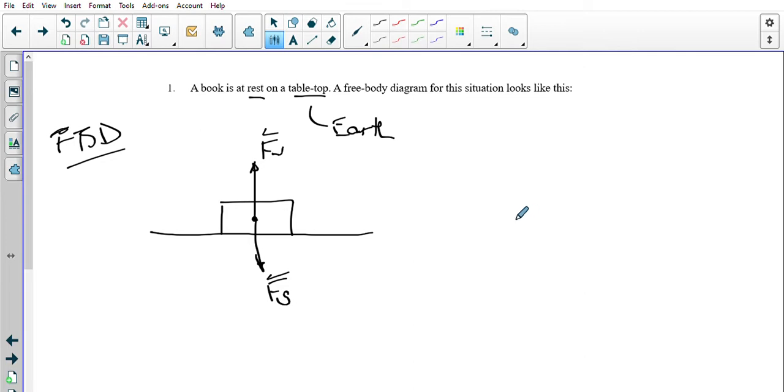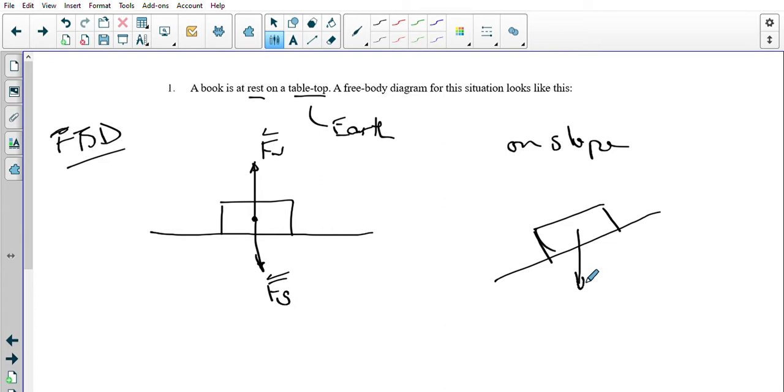If we were to have it at rest on a slope, we again draw our tabletop on a slope, and there's our object. We are on Earth, so we're going to have a force of gravity coming down. If I ask what the forces are, the first answer should always be force of gravity. We're going to have a normal force, perpendicular to the surface, going up. These are not equal to each other. And then we're also going to have a force of friction.